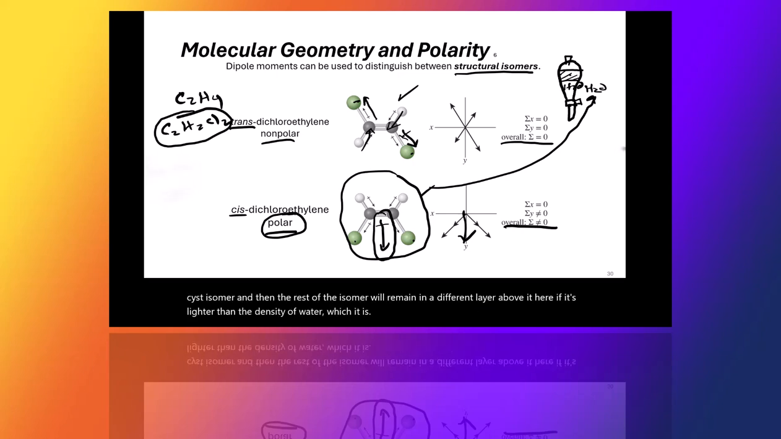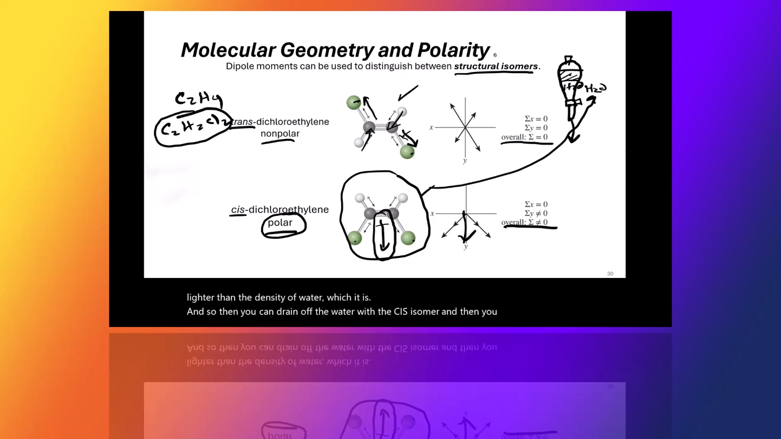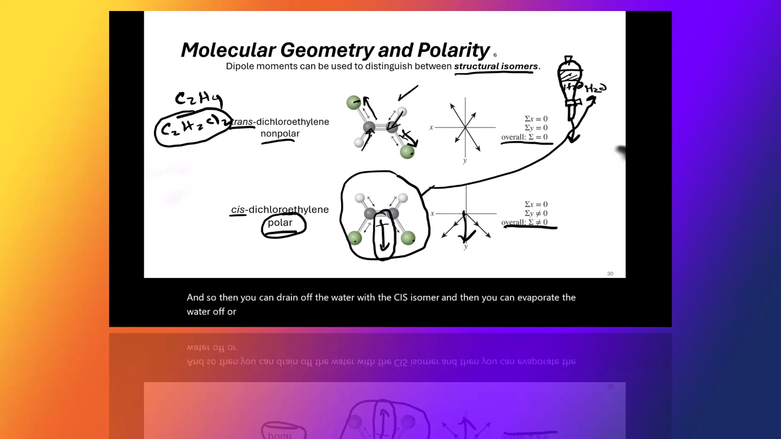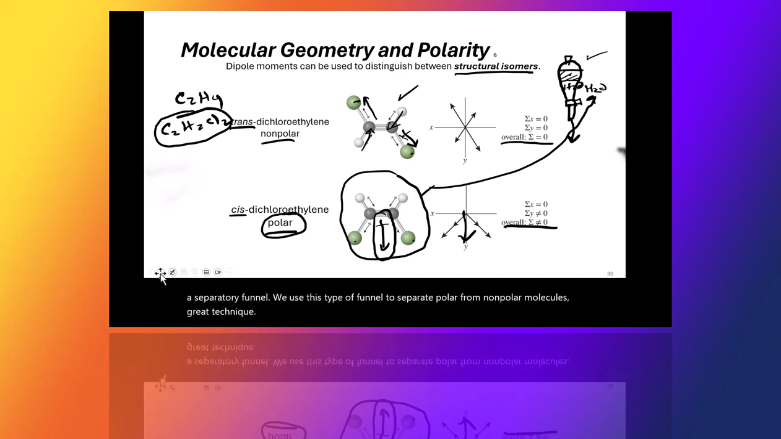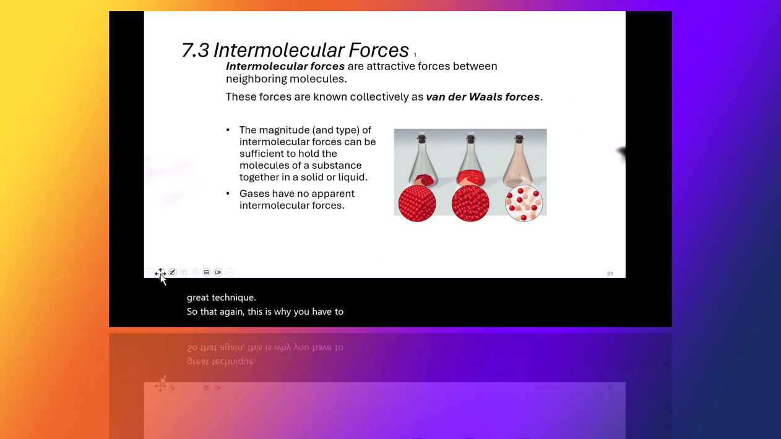And so then you can drain off the water with the cis isomer, and then you can evaporate the water off, or distill if you want to do that. You could distill the substances, separate them that way. So that's the way a lot of times we use it. And that's why this is called a separatory funnel. We use this type of funnel to separate polar from nonpolar molecules. Great technique. So again, this is why you have to know this. This is not something we just go through. It is something you have to know.